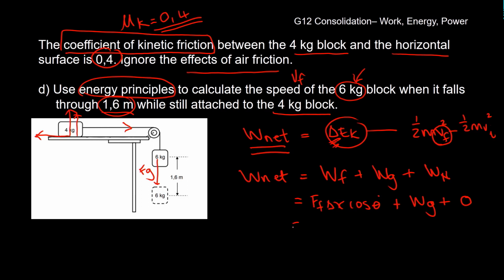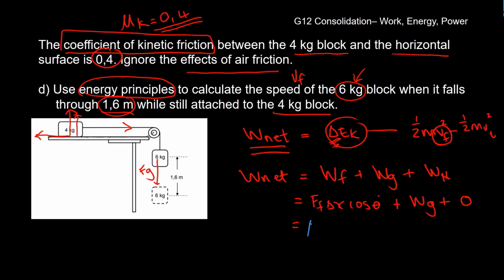What about this frictional force? We've been told that it's a kinetic friction, and we've been told that the kinetic friction coefficient is 0.4. So this is a key. We then need to work out, using the formula that we've been given previously, the coefficient of K times the normal force.